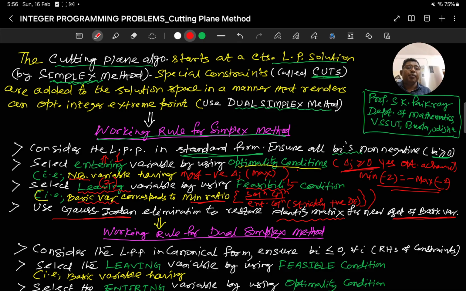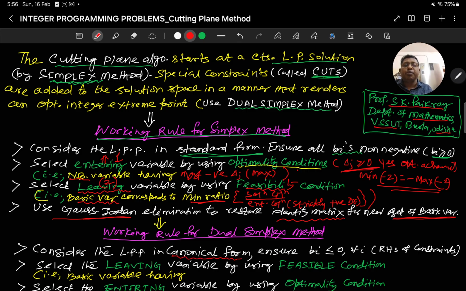Then coming to the dual simplex method, the working rule. Let me introduce myself. Professor S.K. Paikray, currently working as a professor of mathematics at Veer Surendra University of Technology, Burla, Odisha, India. Now let me explain the working rule for the dual simplex method. In the dual simplex method, we first bring the problem into canonical form.